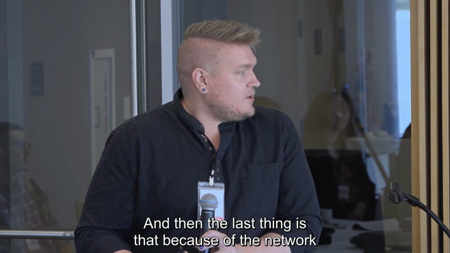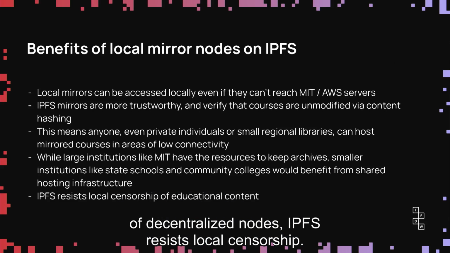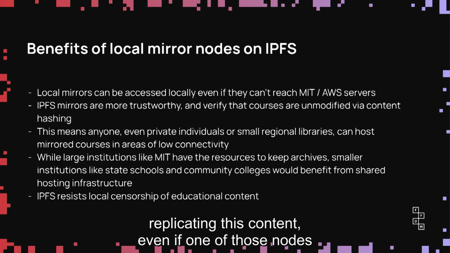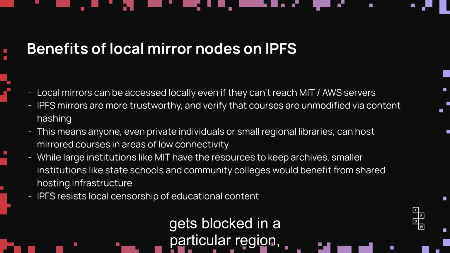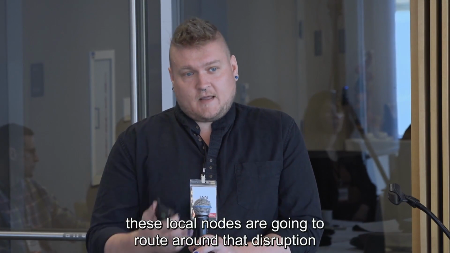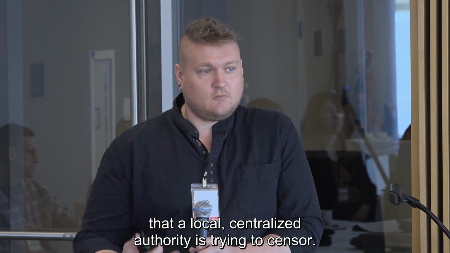And then, the last thing is that because of the network of decentralized nodes, IPFS resists local censorship. So if you have a couple of nodes in a region that are all replicating this content, even if one of those nodes potentially gets blocked, even if MIT's site gets blocked in a particular region, these local nodes are going to route around that disruption and allow you to still fetch any content that a local centralized authority is trying to censor.